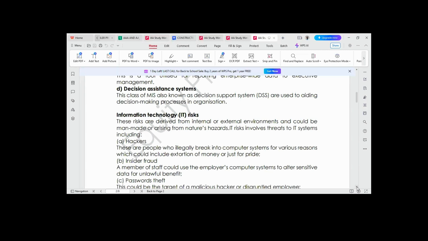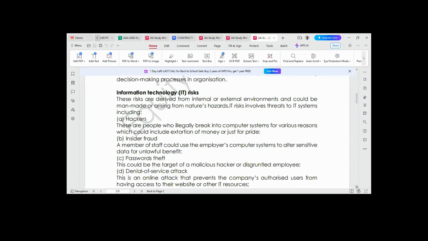Then we have another IT risk that is called password theft. Password theft is when a staff that has been exited, or that was wrongfully exited, or that feels disgruntled, decides to pay back the organization in his own coin as a result of the unsatisfactory nature of the exit.